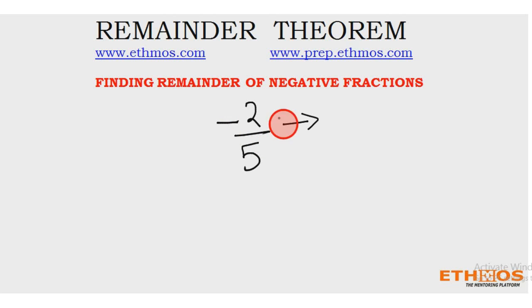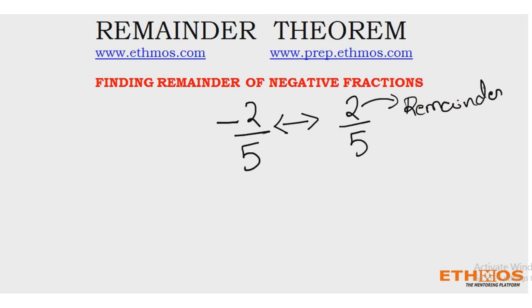See, in the previous video we had told that if the fraction is a positive proper fraction, say 2 upon 5, then the remainder is nothing but the numerator. So in case of 2 upon 5, 2 will be the remainder. But will it be the same case if it is minus 2 upon 5? No, it will not be.